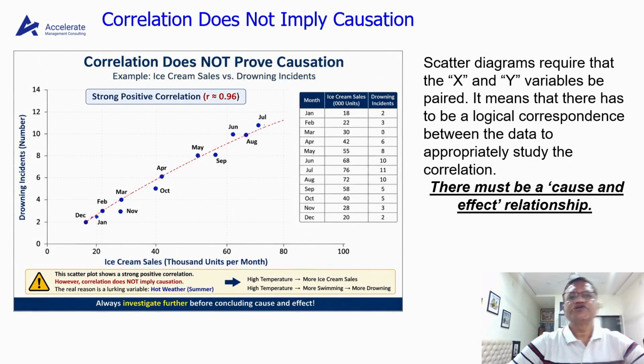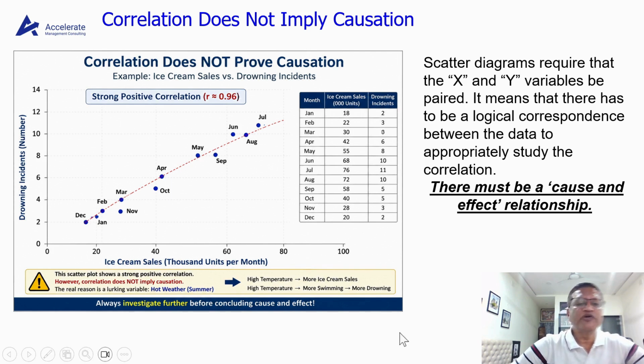Now that we have constructed a scatter plot, let's get into interpretation. But before going into interpretation, let's understand one thing, that correlation does not imply causation. It may or may not be possible, the two variables may or may not be related. And we need to have an investigation before concluding a cause and effect.